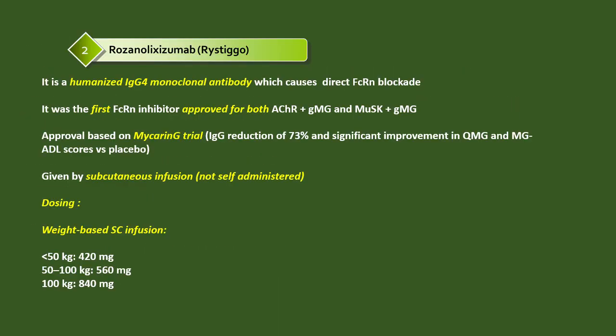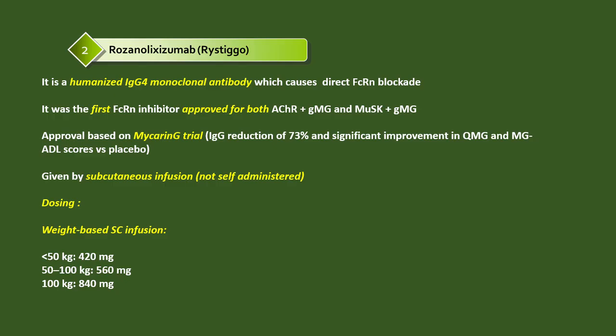Number 2, Rozanolixizumab, or Rystiggo. It is a humanized IgG4 monoclonal antibody which causes direct FcRn blockade. It was the first FcRn inhibitor approved for both acetylcholine receptor positive and MuSK positive generalized myasthenia gravis. The approval was based on the MycarinG trial.